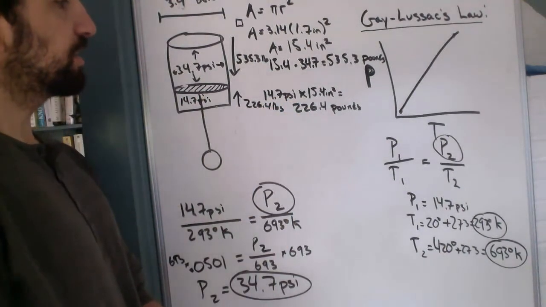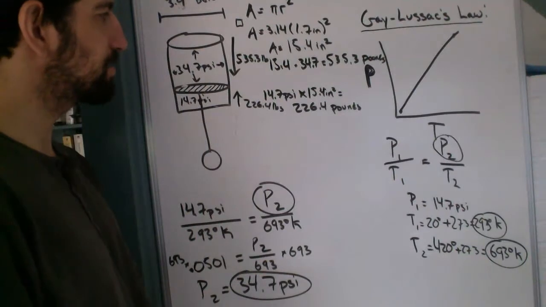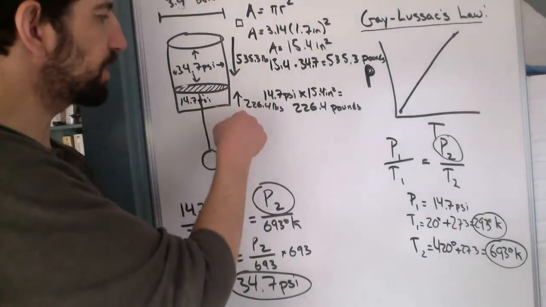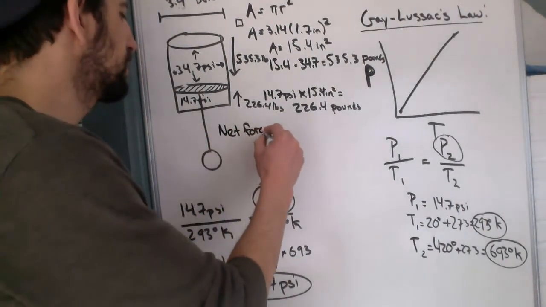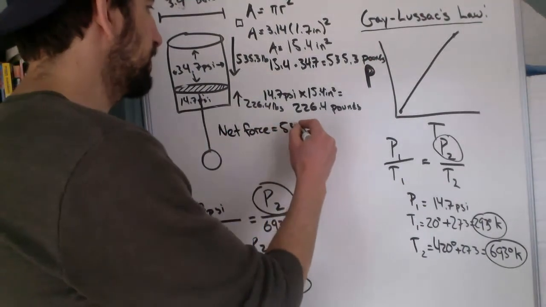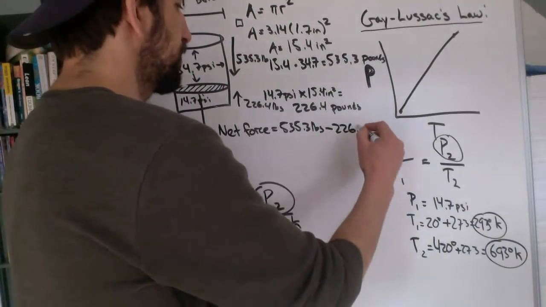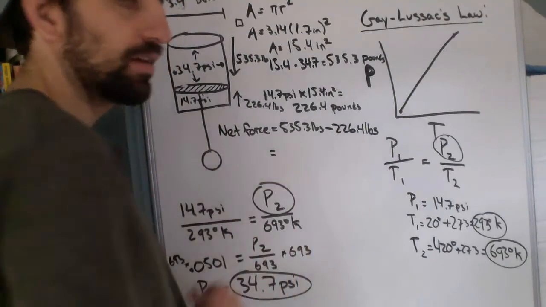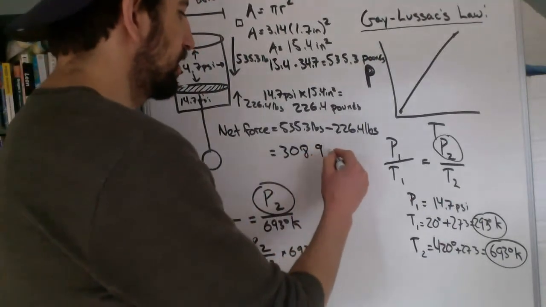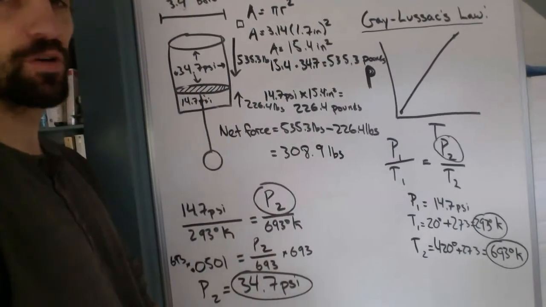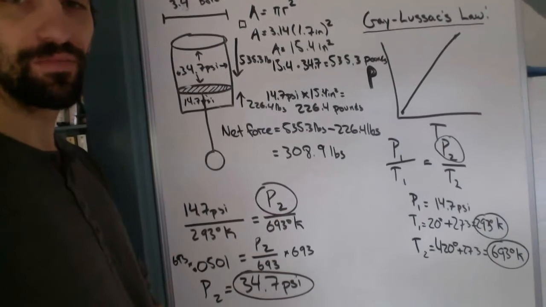So then the final answer to this, how much power am I getting from each explosion in that cylinder, is going to be this bigger number pushing down minus that smaller number pushing back up. So that's called the net force. So net force is equal to 535.3 pounds minus 226.4 pounds. And when we do that math, we get 308.9 pounds that are pushing down every time our cylinder goes through combustion.